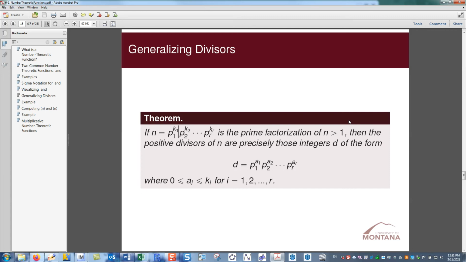So here's our hypothesis. If n is equal to p_1^k_1 times p_2^k_2 times all the way up to p_r^k_r, and this is n's prime factorization, then all divisors are of the form d equals p_1^a_1 times p_2^a_2 times all the way up to p_r^a_r, where 0 ≤ a_i ≤ k_i for i equal to 1, 2, 3, all the way up to r. All right, so I've got the hypothesis written. I can go ahead and switch over.